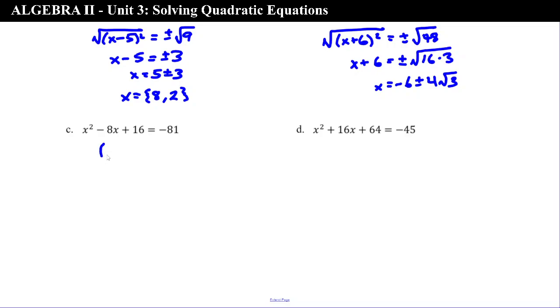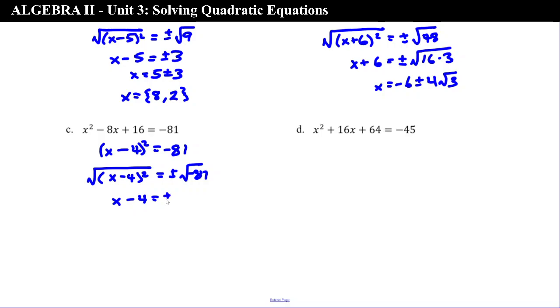So the square root of the first term is x. The square root of the last term is 4. The middle term is negative, so we stick a minus sign in. And now we're just taking the square root of each side to solve. (x minus 4) quantity squared equals plus or minus the square root of negative 81. So we have x minus 4 equals plus or minus 9i. So x equals 4 plus or minus 9i.